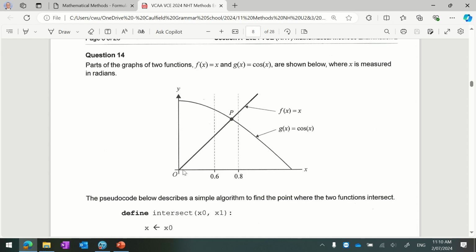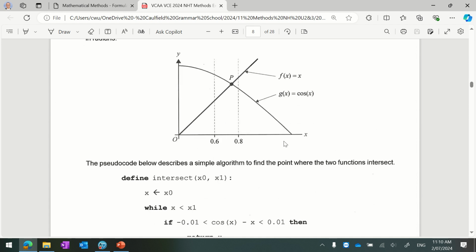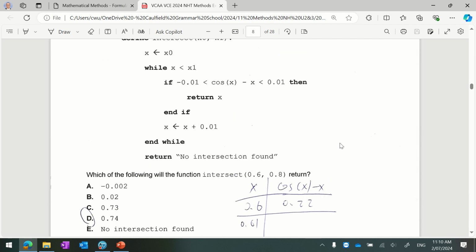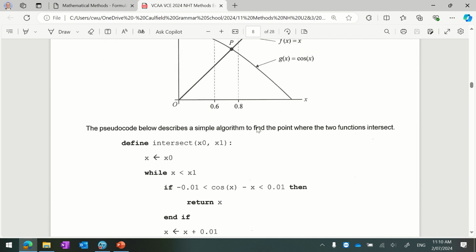y equals x is over here. cos x is over here, the curve here, and it's only part of the graphs. x is measured in radians, and then we have a pseudocode. It is to find where the two functions intersect, and then it goes like this: intersect(x0, x1).